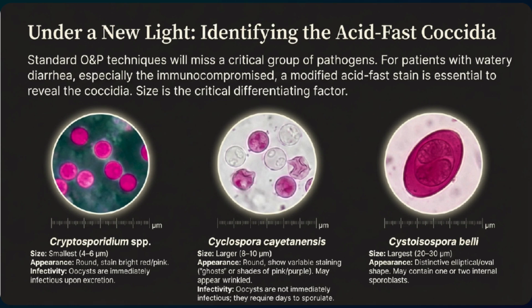And again, you can see a lot of them look quite similar. Cryptosporidium and Cyclospora definitely look fairly similar on a first look. And again, look at the size and also at the intracellular characteristics.